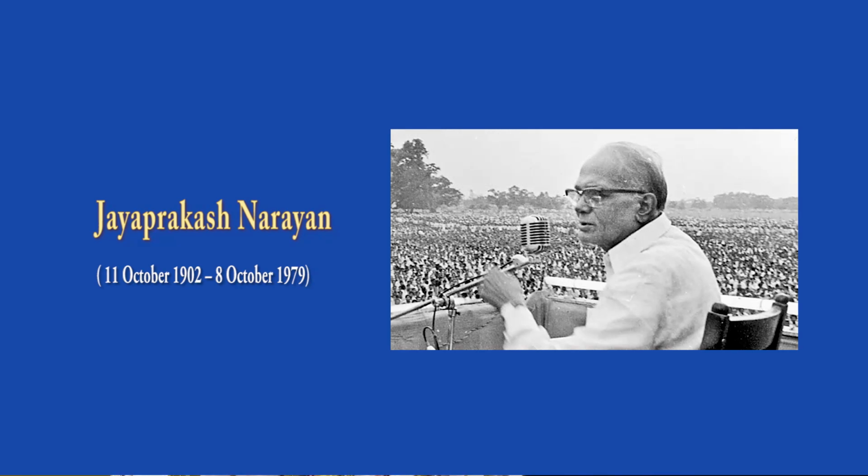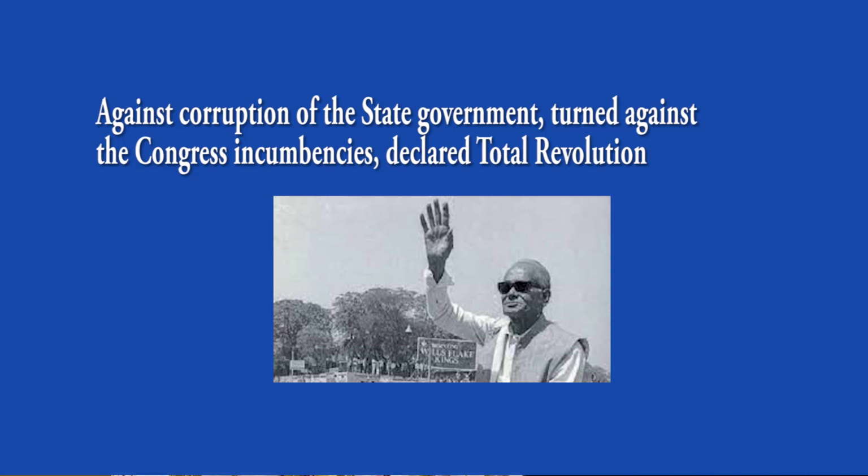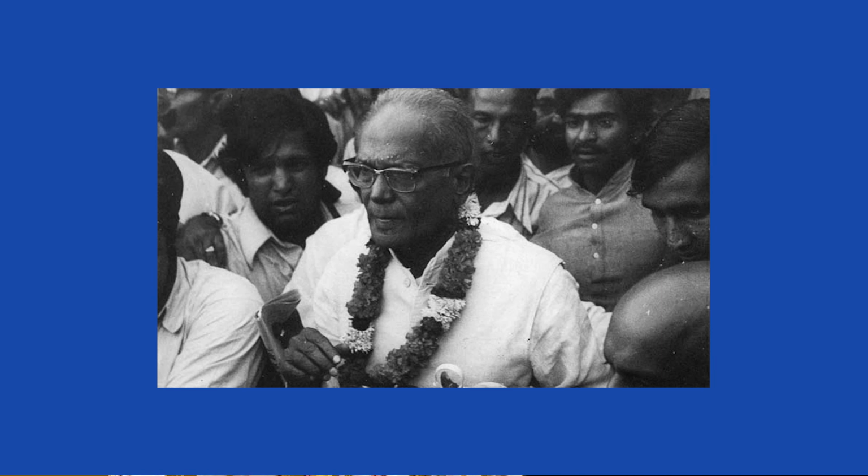Jayaprakash Narayan was a veteran Gandhian in his ideals, and it was essentially started as a student movement against the corruption of the state government, but gradually it turned against the Congress incumbencies at the center and took the shape of a total revolution. JP started touring entire India, forming anti-Congress alliances, thus stitching the regional discontents.